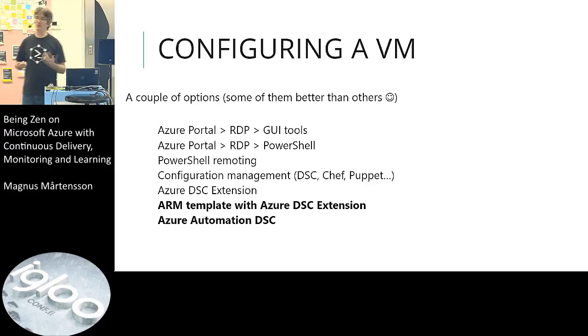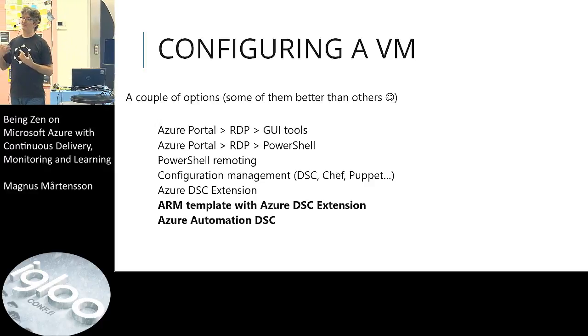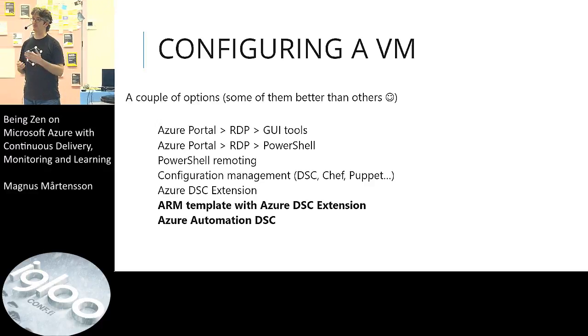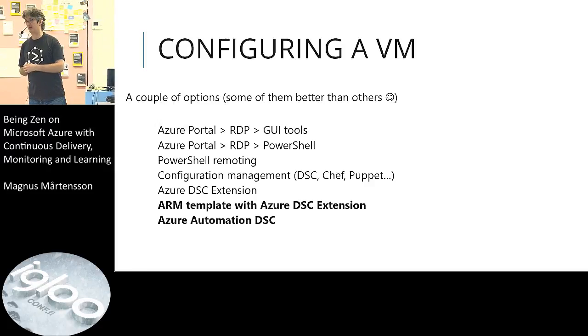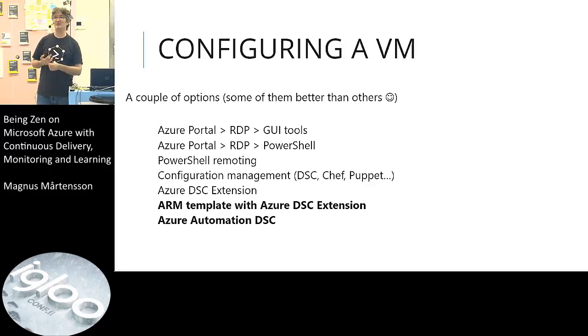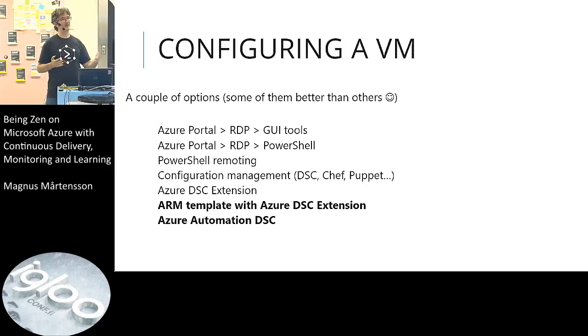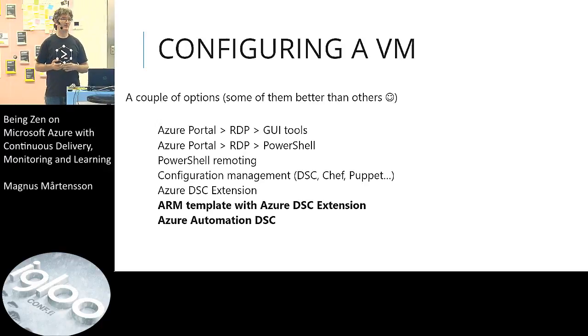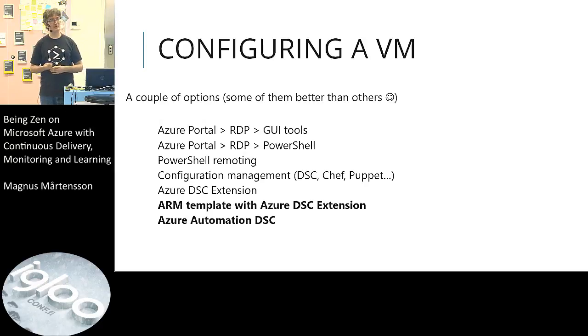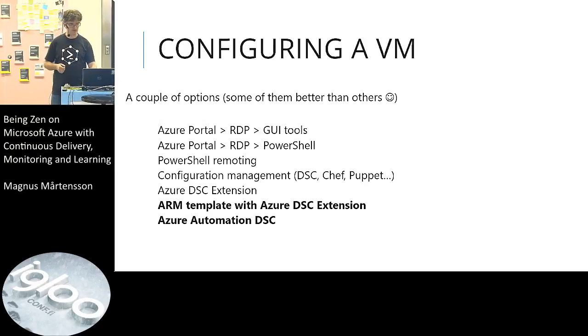Or you can move to a modern way of configuring machines and use one of the configuration management systems. So you can use Desired State Configuration, or Chef or Puppet, depending on if you have that already. Chef and Puppet used to be very popular in a Linux environment. Now they are also gaining momentum with Windows, especially because they're working together with DSC. And we will talk about DSC very shortly.